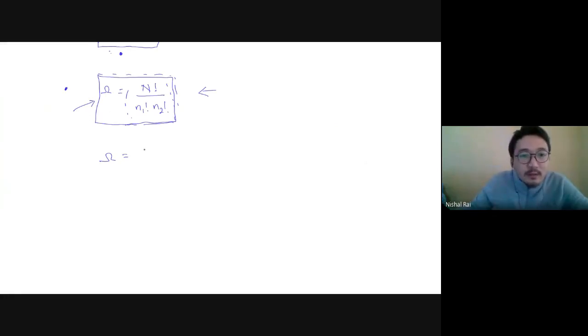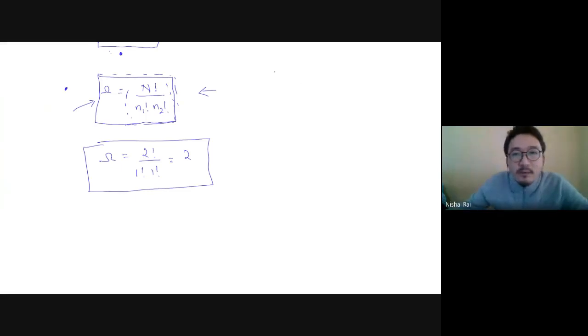What is your N factorial? 2 factorial. What is your N1 factorial? 1 factorial. And this is also 1 factorial. So it's basically 2. Is it correct or not? Because it's obvious, when you see two particles should be distributed over here in this manner. So this will have the highest probability, 1-1, that's why it's sitting.